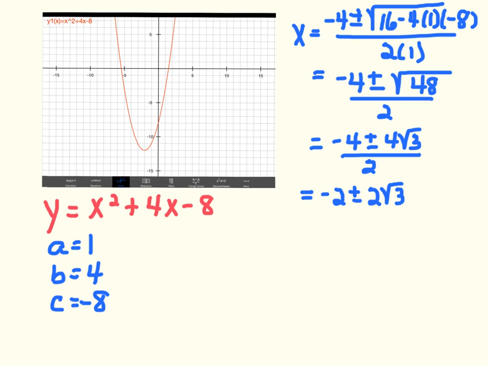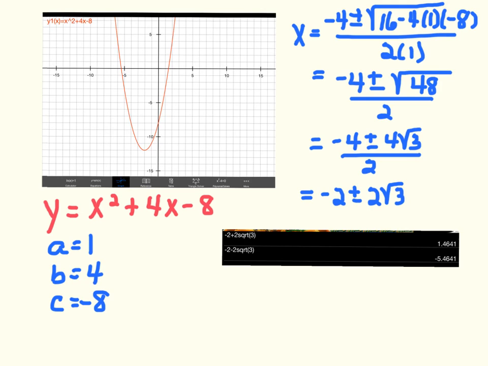When we use the quadratic formula, we end up with negative 2 plus or minus 2 radical 3. That is not what the calculator will give you. The calculator will give you the decimal values that are equivalent to negative 2 plus or minus 2 radical 3. If you use the double tap feature on your free GraphCalc and ask it to find the roots of this quadratic, it will give you values of 1.4641, which is equal to negative 2 plus 2 square root of 3, and it will give you negative 5.4641, which is equal to negative 2 minus 2 square root of 3.